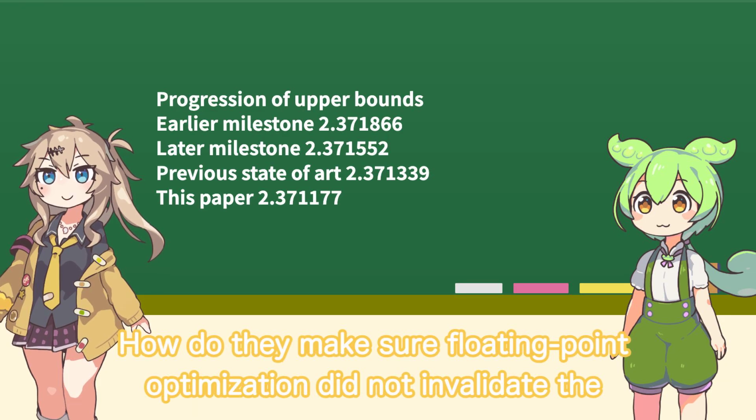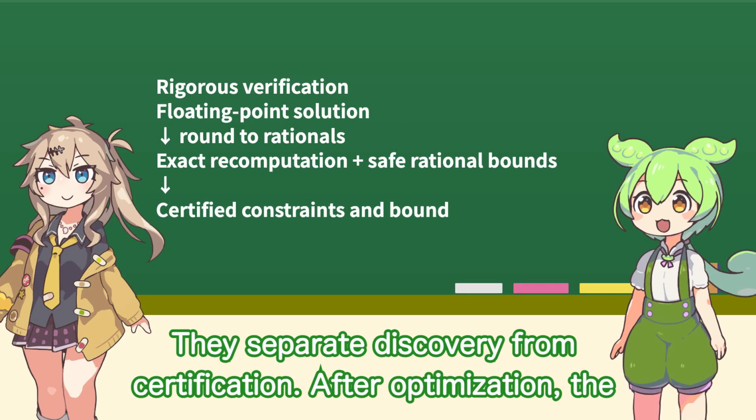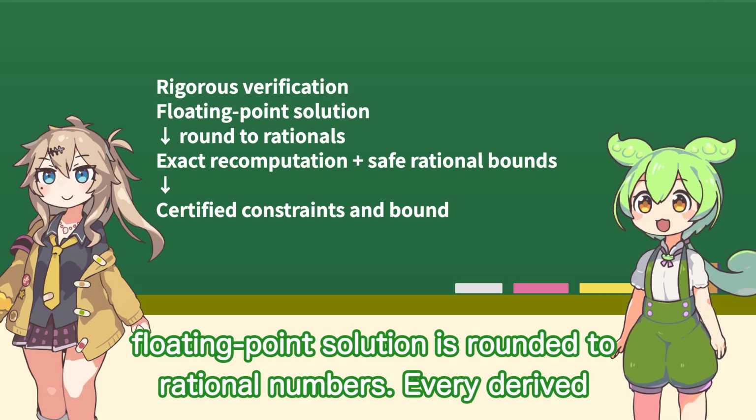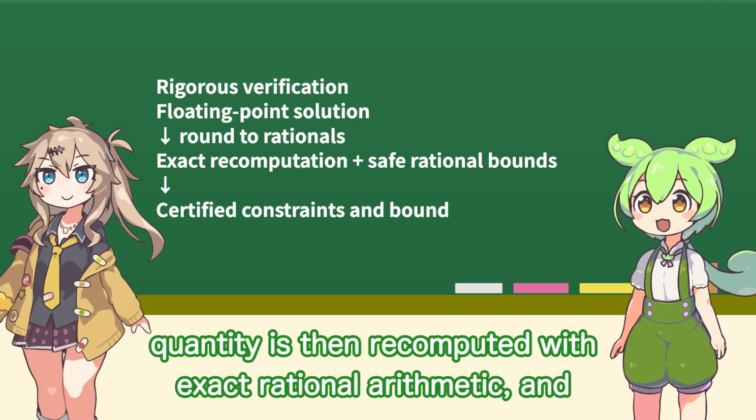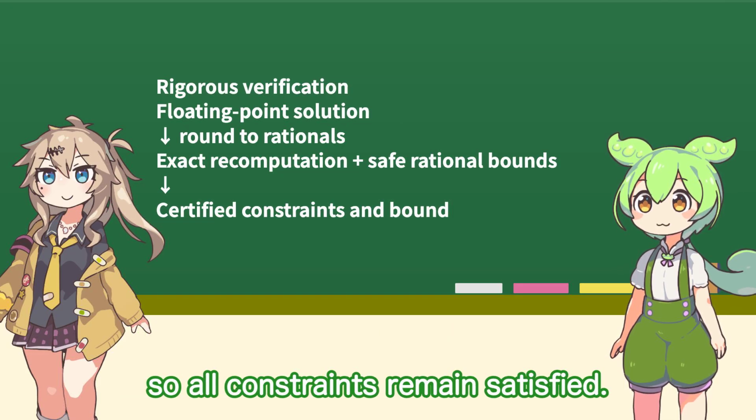How do they make sure floating point optimization did not invalidate the proof? They separate discovery from certification. After optimization, the floating point solution is rounded to rational numbers. Every derived quantity is then recomputed with exact rational arithmetic, and logarithms are replaced by rational bounds rounded in the safe direction so all constraints remain satisfied.